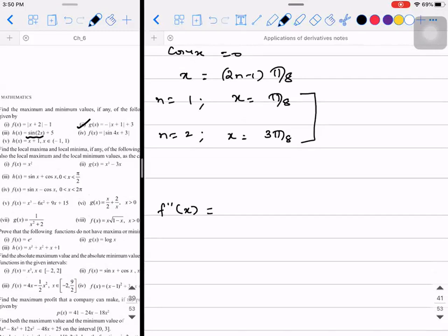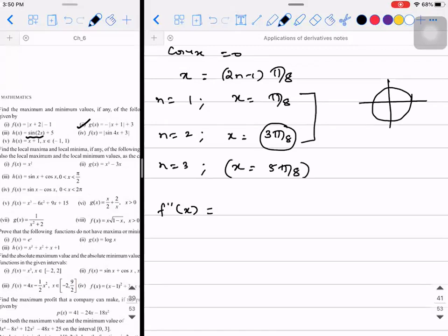Sir, one complete cycle means 0 to 2 pi. But sir, that is less than 2 pi, no, sir. Yeah, 3 pi by 8 is less than 2 pi. If n is equal to 3, no need. N is equal to 3 means what will you get? 5 pi by 8. That is less than 2 pi, no? 5 pi by 8 is also coming. Oh, n is equal to 3 is okay. This is also satisfying. Okay, then we'll try with 5 pi by 8 also.